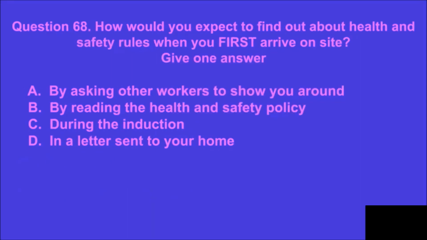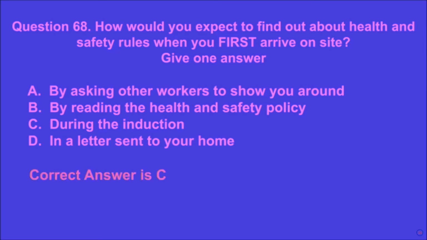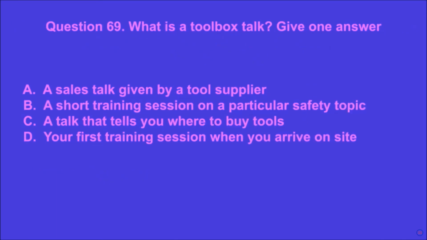Question 68. How would you expect to find out about health and safety rules when you first arrive on site? Give one answer. A. By asking other workers to show you around. B. By reading the health and safety policy. C. During the induction. D. In a letter sent to your home. Correct answer is C.